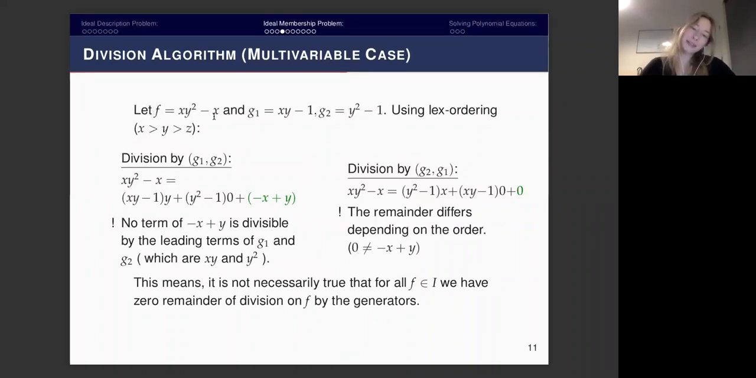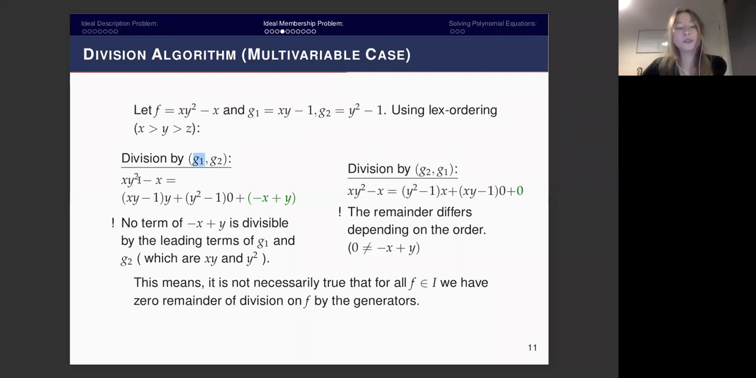And let's take f as follows. Now we will be dividing f by not a single polynomial, but two polynomials, g1 and g2. We choose some monomial ordering because that will affect our results. And let's consider the division of f by first g1 and then g2. So I will be prioritizing this divisor first.